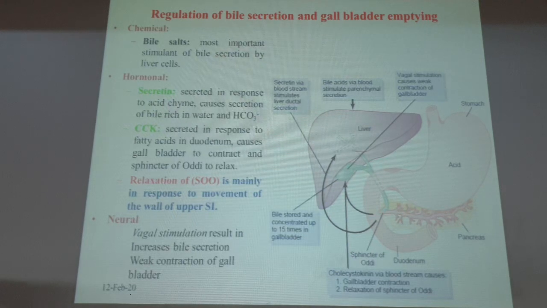If there is obstruction of the pancreatic duct by a gallstone, it will affect the pancreas and the pancreatic enzymes. This will result in activation of the pancreatic enzymes.